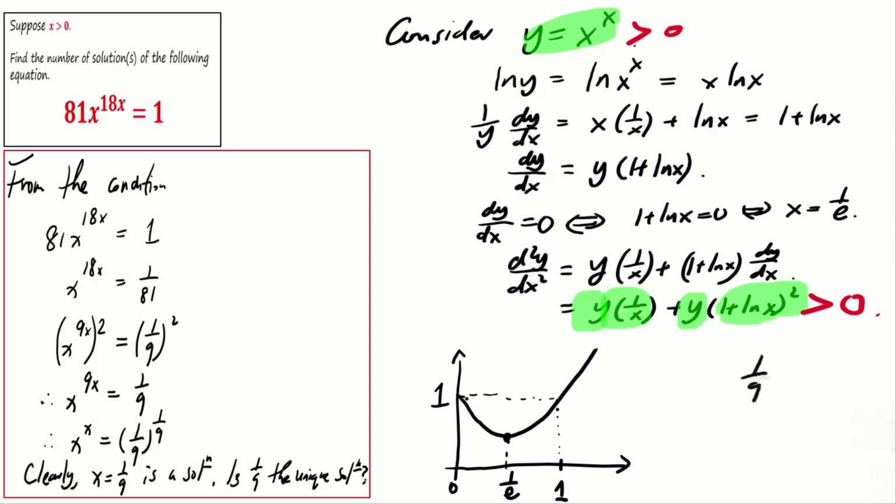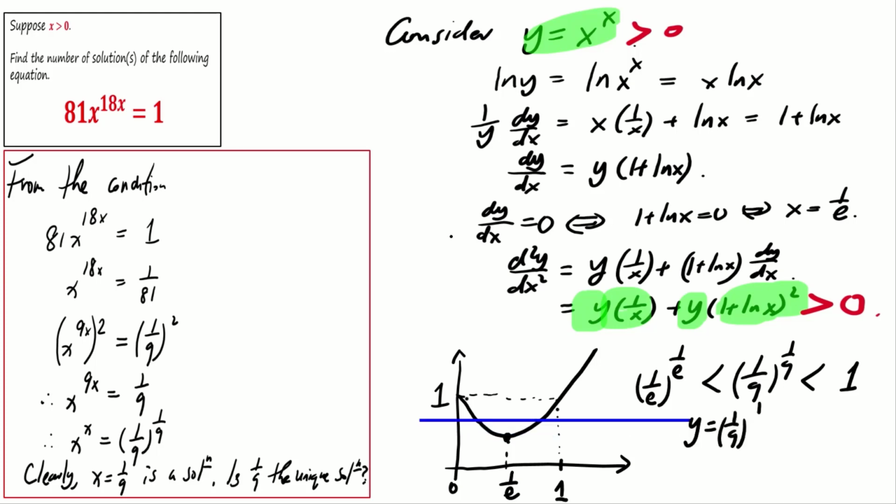Note that 1 over 9 to the power of 1 over 9 is in between 1 over e to the power of 1 over e and 1. This means that the line y equals 1 over 9 to the power of 1 over 9 will cut the curve y equals x to the power x at two different points. One is at 1 over 9, the other at about 0.7.